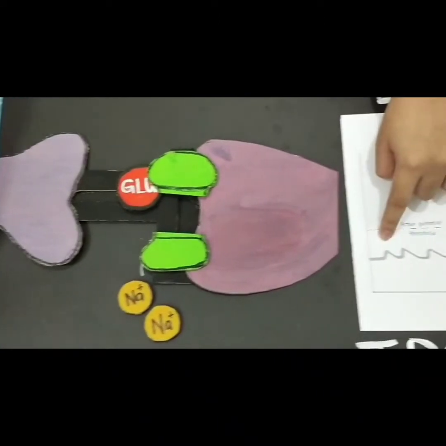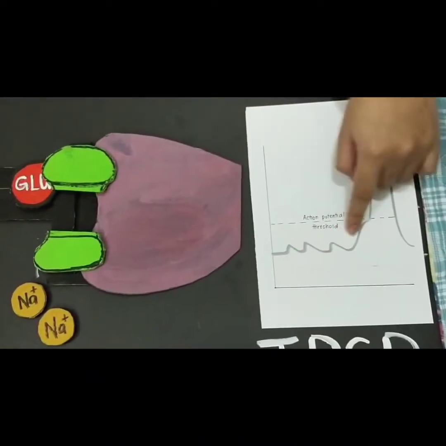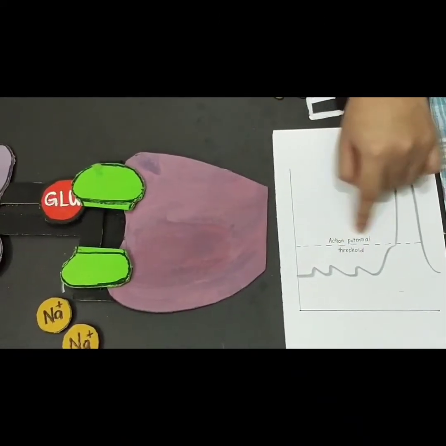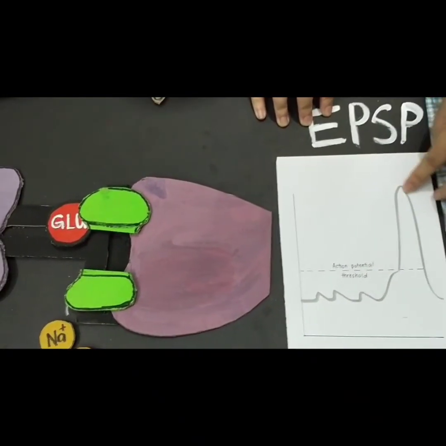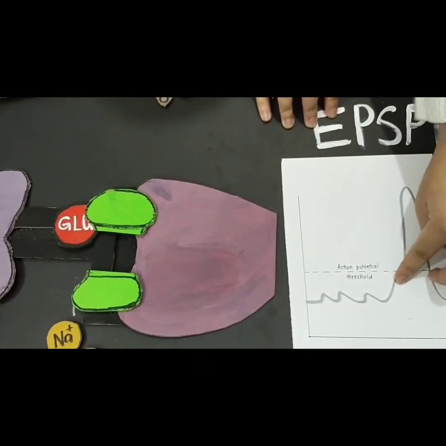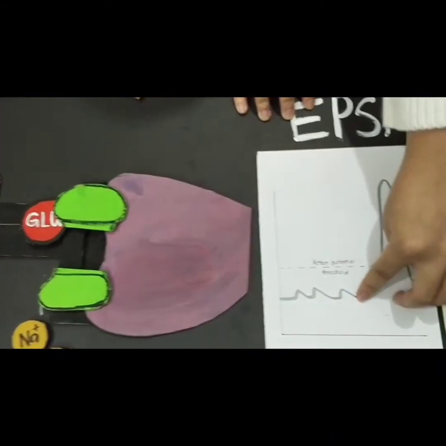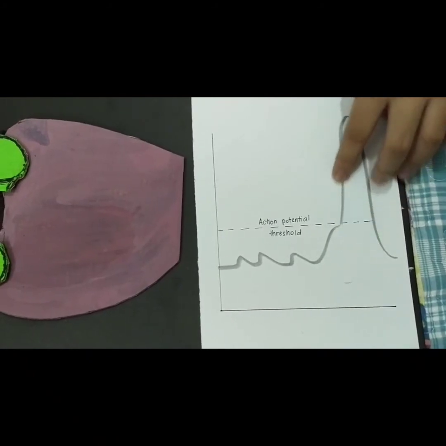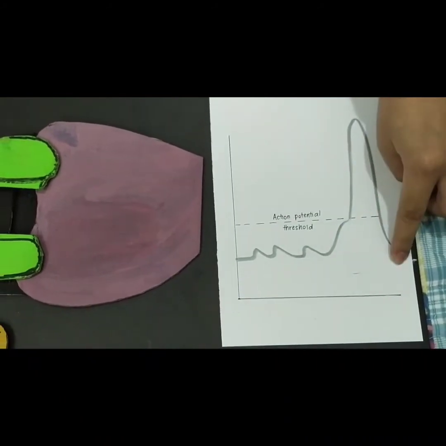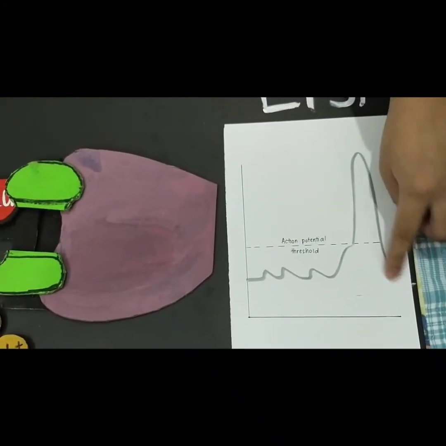So the EPSP can gradually add up until it reaches the action potential threshold. The EPSP can generate action potential because it brings the resting membrane potential nearly to the action potential threshold, therefore causing the firing of action potential to be very likely to happen.